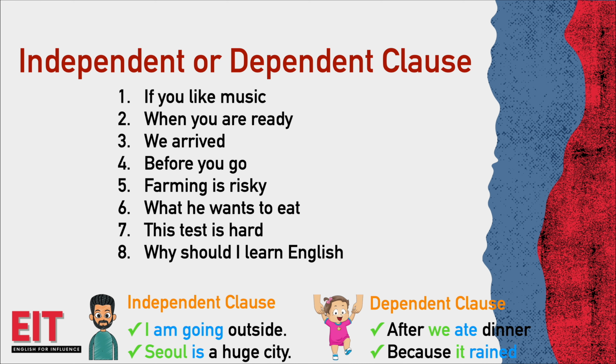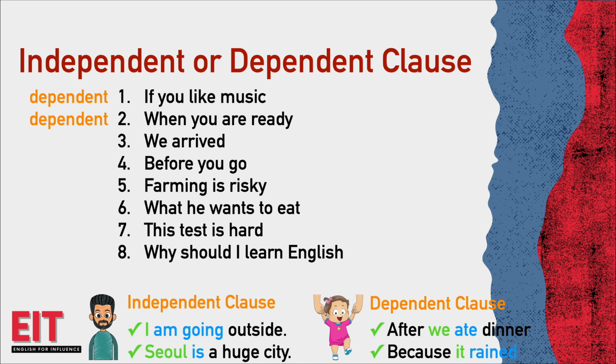Okay, so let's look at the first one. If you like music... so what are you trying to say? This is a dependent clause because it's not complete. It's a condition. But condition for what? Second, when you're ready. Okay, when you're ready. What are you trying to say? So this is also dependent. It needs to be attached to an independent clause for it to make sense.